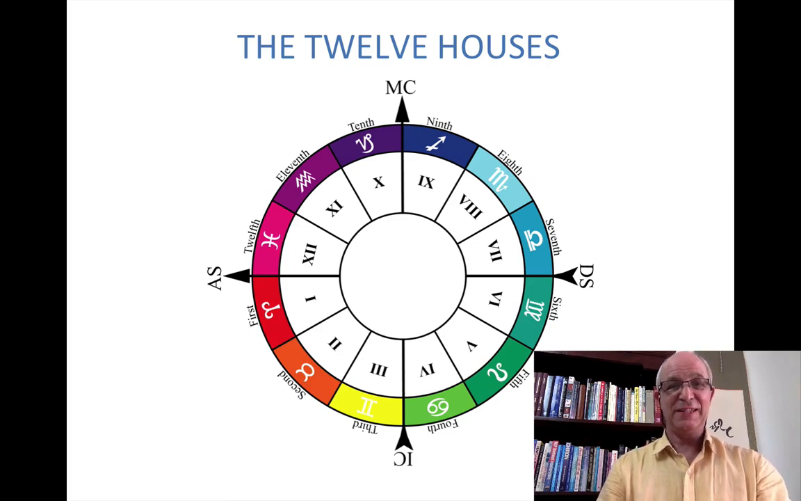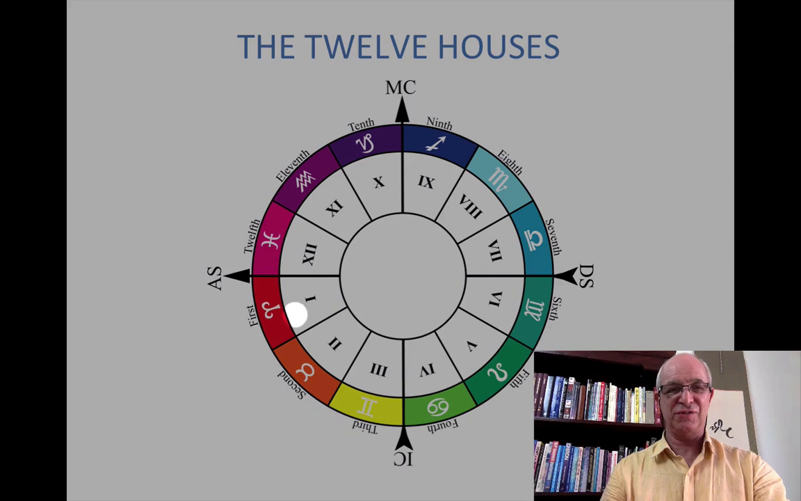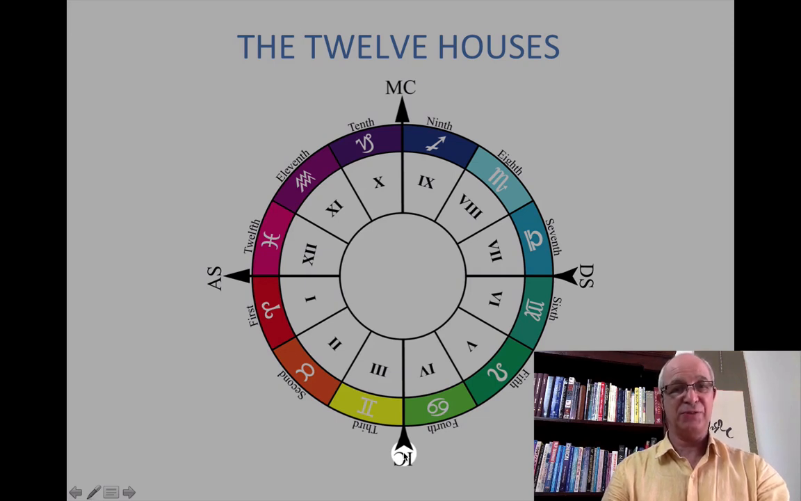So this is the picture of the 12 houses, and you'll see that there are 4 important divisions of the 12 houses. You've got the ascendant, which is the eastern horizon. You've got the descendant, which is the western horizon. You've got the MC, which is what's above your head, and the IC, what's below your feet. And these are the 4 cardinal points, or the 4 axes of the 12 houses. And they represent, in actual fact, the revolution of the Earth on its own axis.